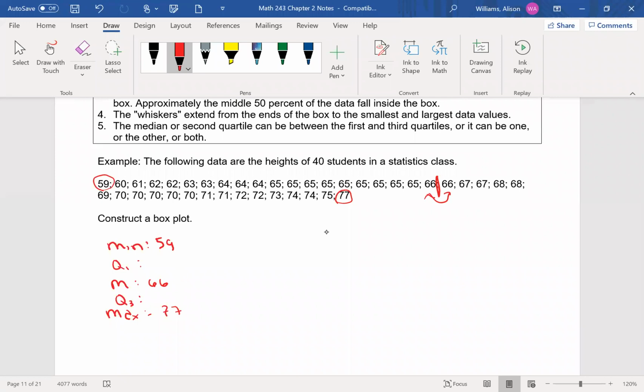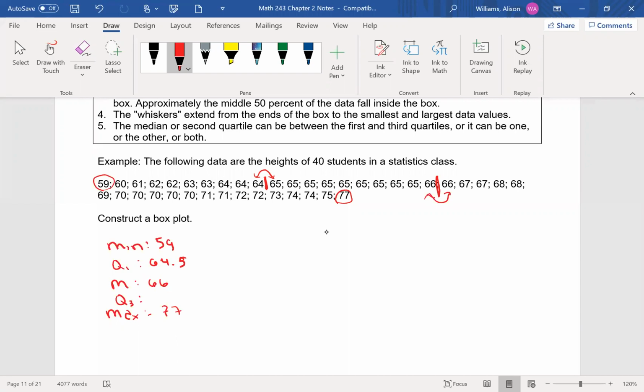Okay, now I'm going to find the Q1, which is the median for the first set of data. So I'm going to look at 10. 1, 2, 3, 4, 5, 6, 7, 8, 9, 10. Okay, so here's 10. That's separating the bottom 20 in half. Okay, so the median is between these two values, 64 and 65. So if I average those, that's going to be 64.5.